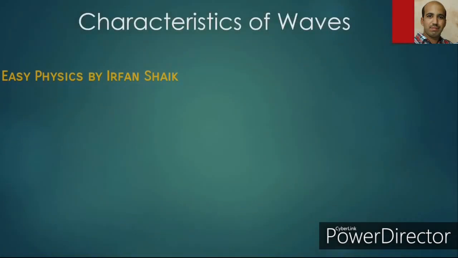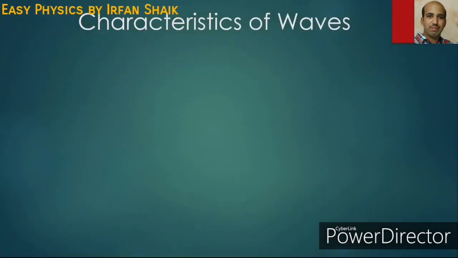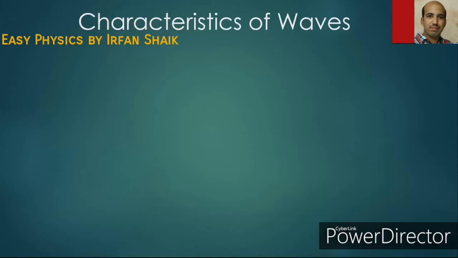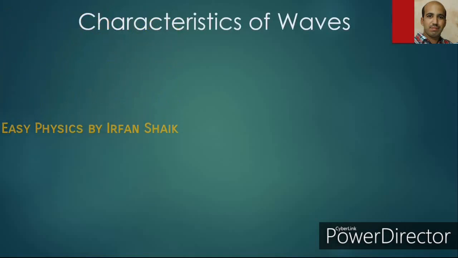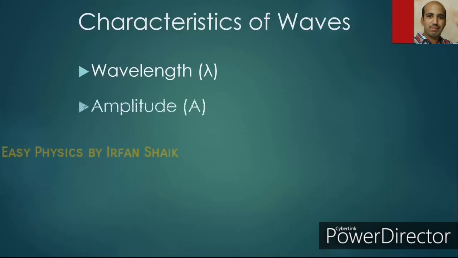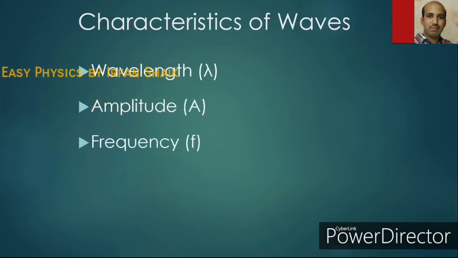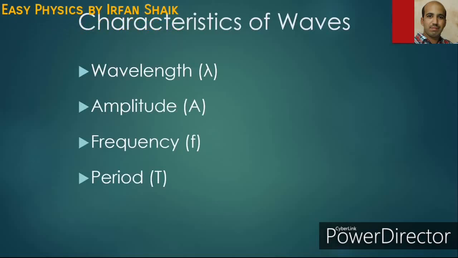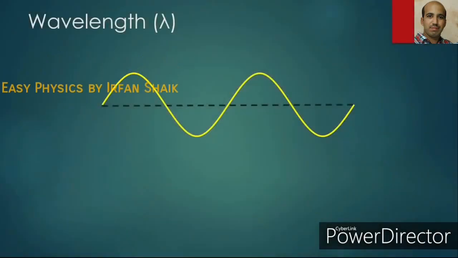Characteristics of waves. In this video, we are going to learn characteristics of waves which are applicable to both transverse and longitudinal waves. They are wavelength, which is denoted by lambda, amplitude denoted by A, frequency f, and the time period denoted by capital T, and the final one is speed of the wave. Let us learn one by one.